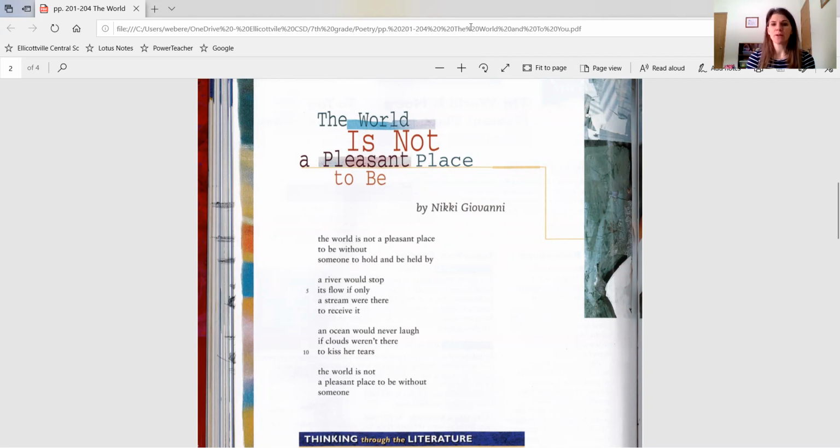The first thing that I want you to look for is alliteration, the repetition of beginning consonant sounds in our words here. There's not a lot, but there is an example. So take a look and think about it.